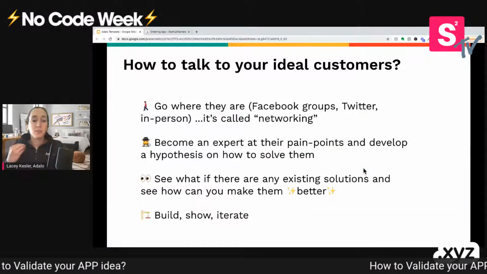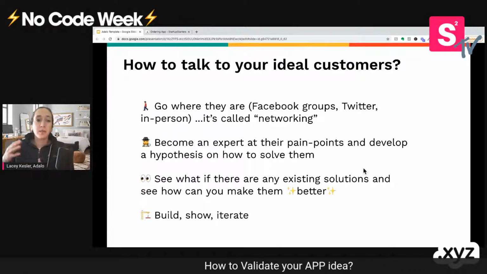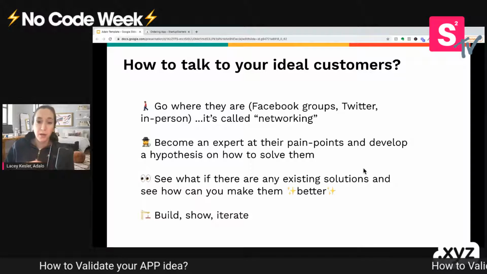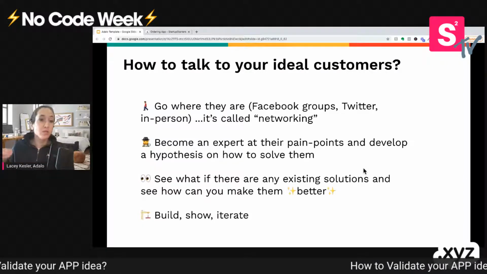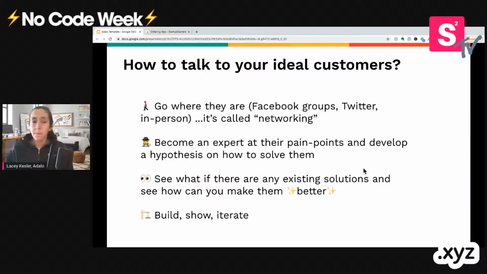So when we're talking about how to talk to your ideal customers, here are some examples of things that I do. I also consult startups and build products. And these are things that have worked really well, things that we've also seen work really well inside of Adalo. You need to go where your ideal customer is. This is networking. And it's kind of weird right now because we're not really all in person. But you can go online to Facebook groups, Twitter. You can look at Instagram.